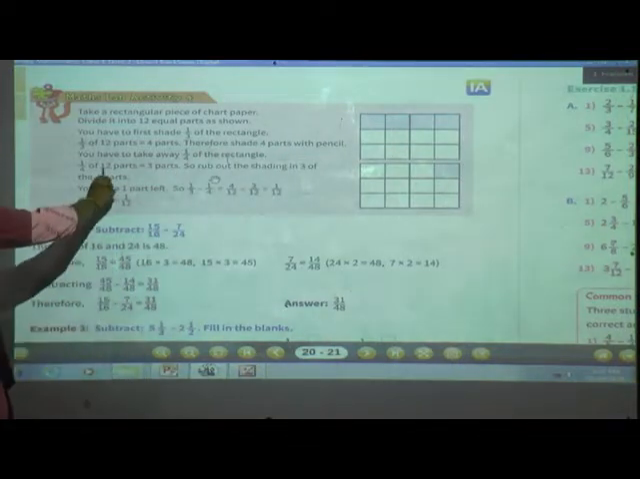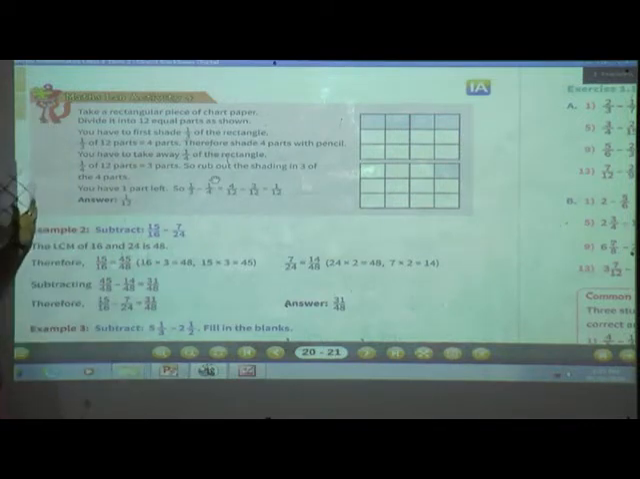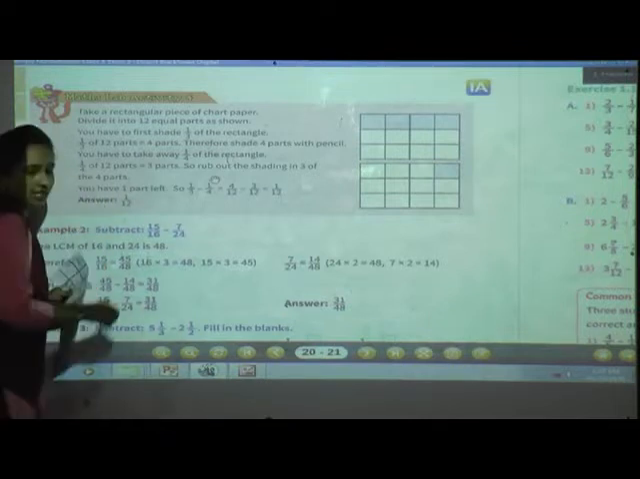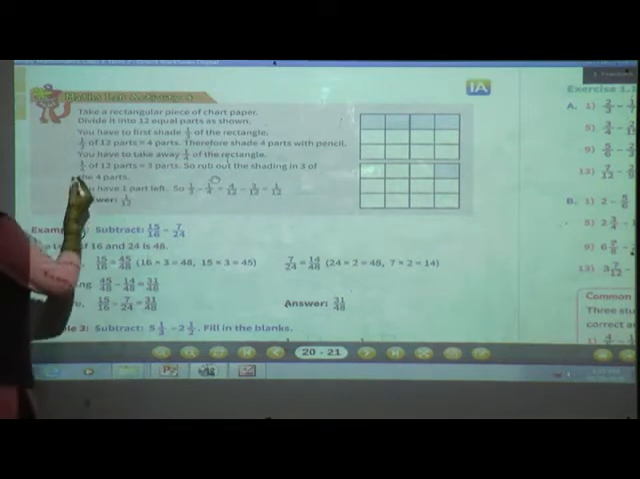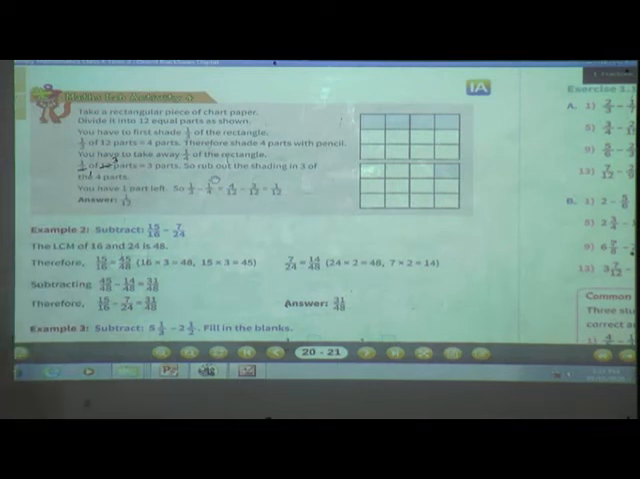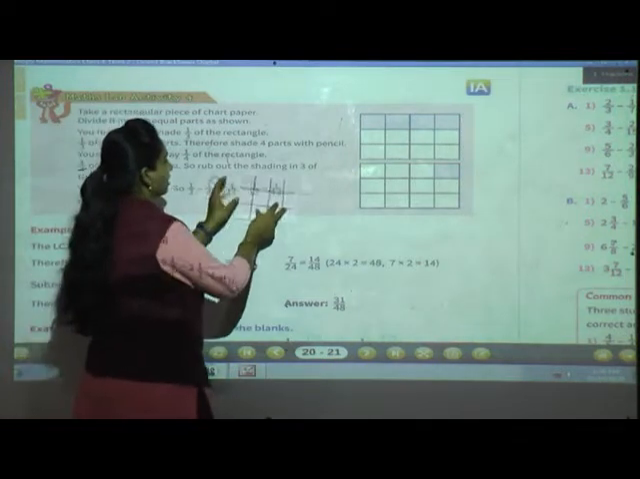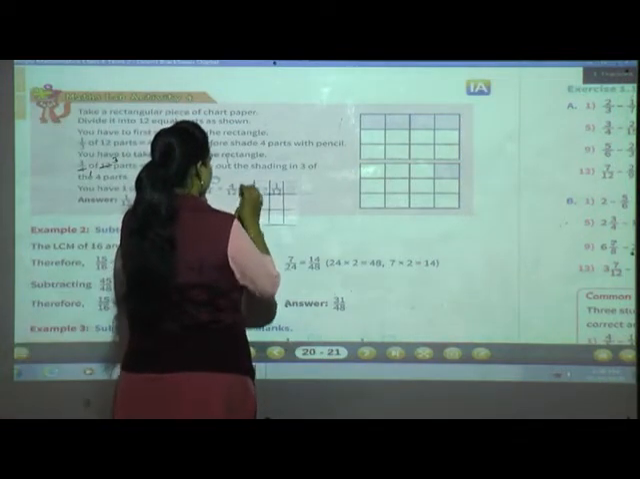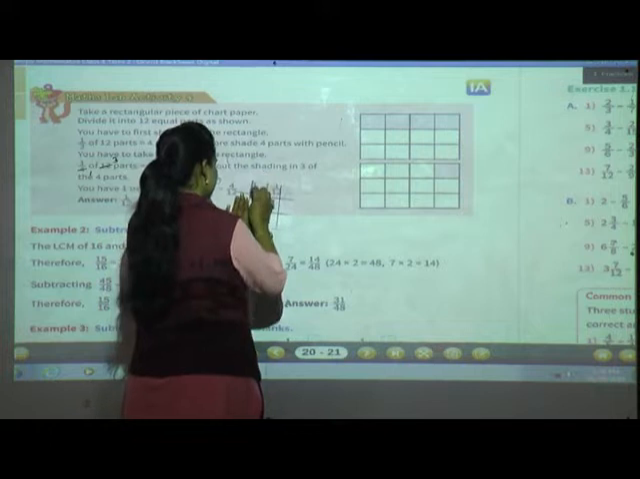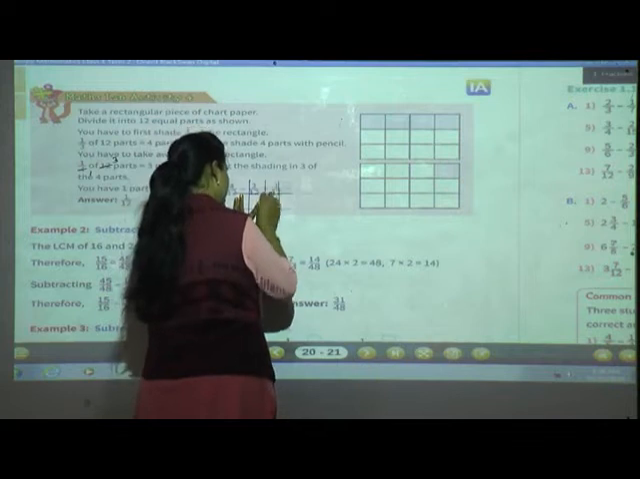Now you have to take away 1/4 of the rectangle. Now 1/4 of 12 parts means what? 4 1s are 4, 4 3s are 12, means 3 parts. So we are doing subtraction. So rub out the shading of 3 of the 4 parts. Now I'll rub one part in this way. You are going to do 1, 2, and the third part.